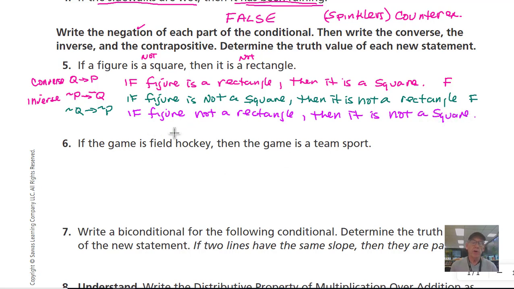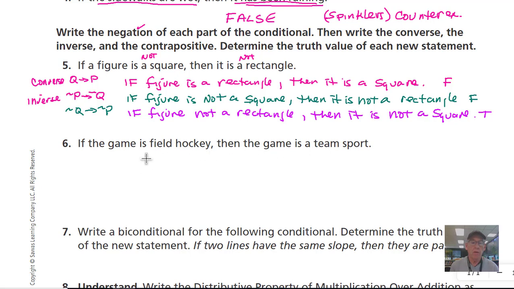So if a figure is not a rectangle, like a pentagon. A pentagon isn't a square. This one switches up a little bit, like we can't assume, okay, what if a figure was a square? Well, a square is actually a rectangle. It's just a special rectangle. So that knocks the square counterexample like we used before out. I think this has got to be a true statement.